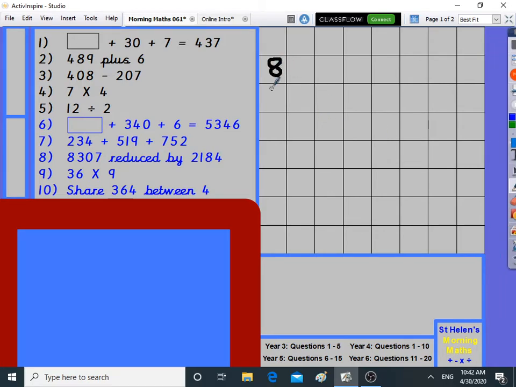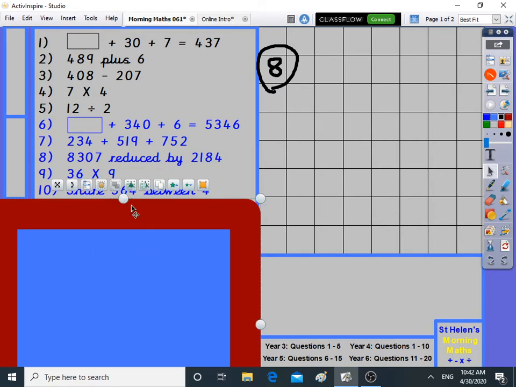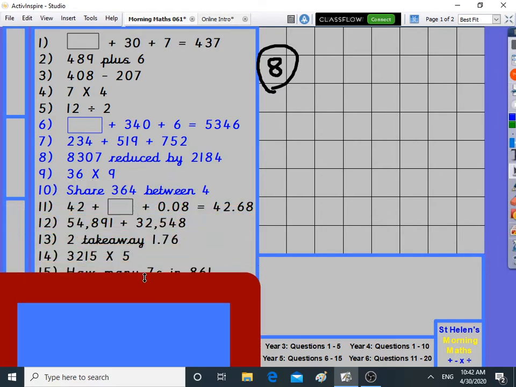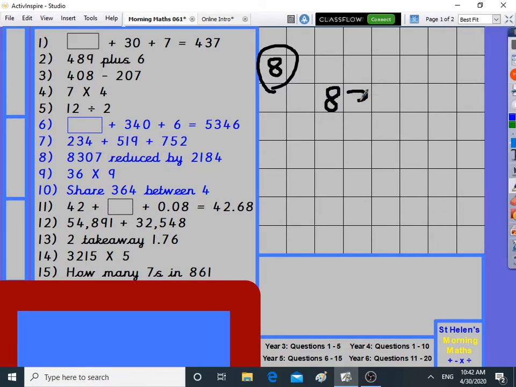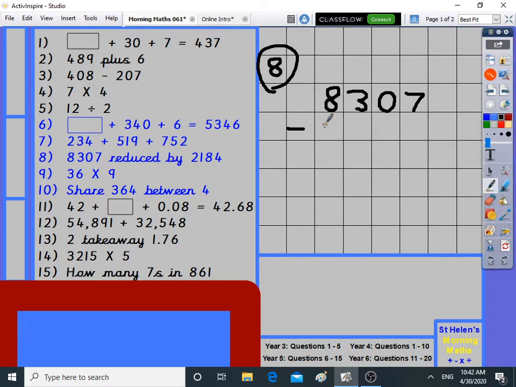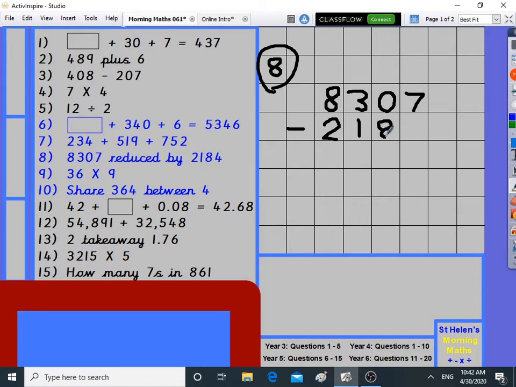Number 8, I'm actually going to move this down a bit for people who are going faster than me. If you're working in a group or if you're working on this at school, some people might want to go a bit faster. So I'm on number 8 here, 8,307 reduced by, that means take away, reduced means take away. We're reducing it by 2,184. 8,307 reduced by 2,184. Make sure you copy the digits correctly, otherwise you will not be able to get it right.